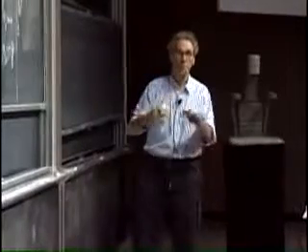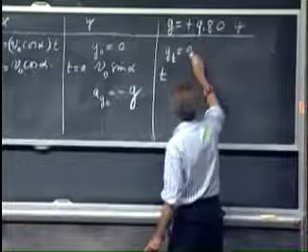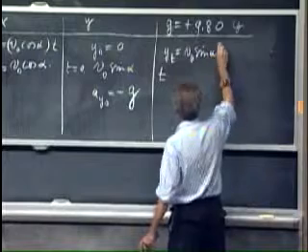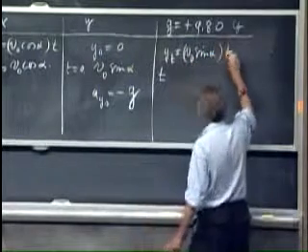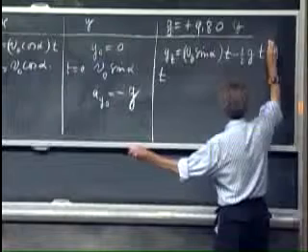y0 is 0, so we don't have to work with that. So I get v0y times t, so I get v0 sine alpha times t plus 1/2, but it is minus 1/2 gt squared.